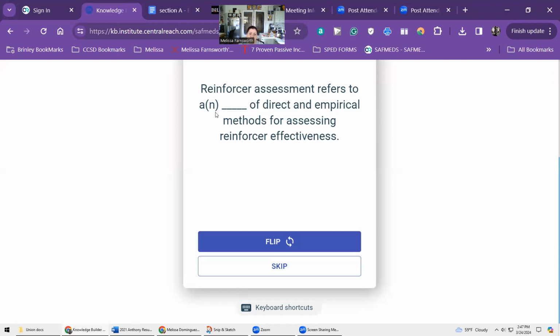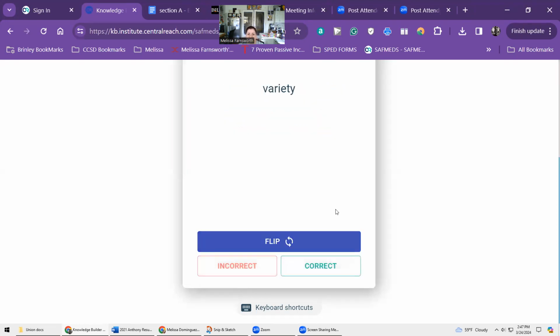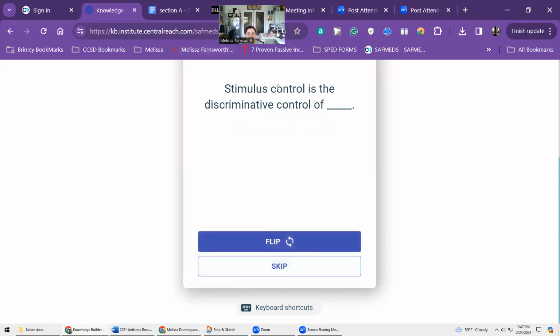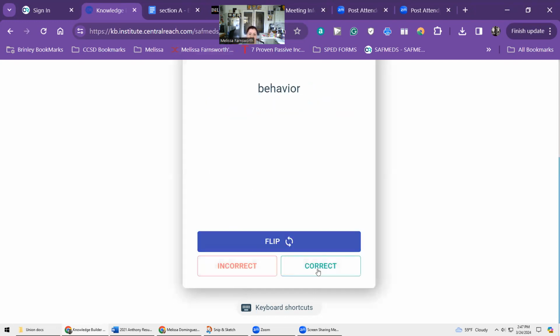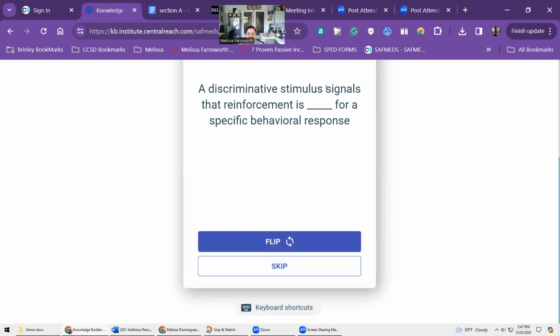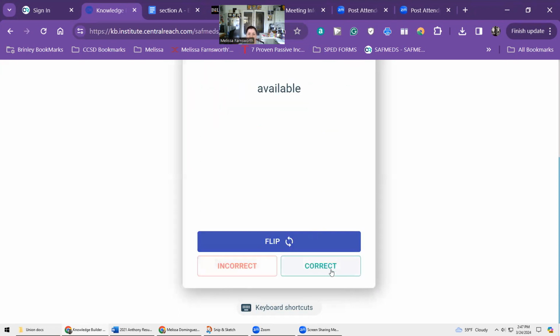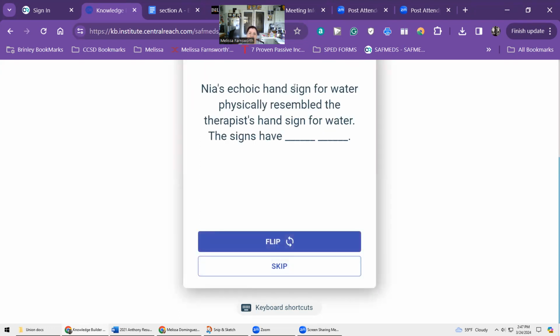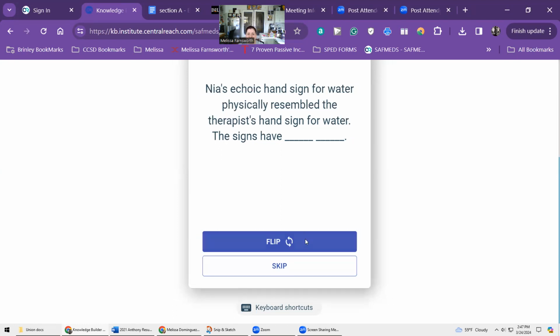Reinforcer assessment refers to a variety of direct and empirical methods for assessing reinforcer effectiveness. Stimulus control is the discriminative control of behavior. A discriminative stimulus signals that reinforcement is available for a specific behavioral response. Nia's echoic hand sign for water physically resembled the therapist's hand sign for water. The signs have formal similarity.